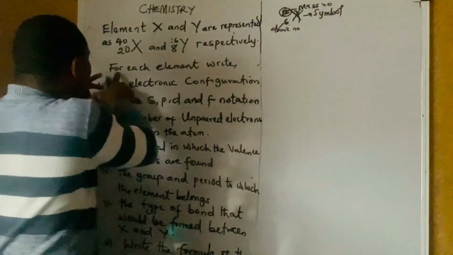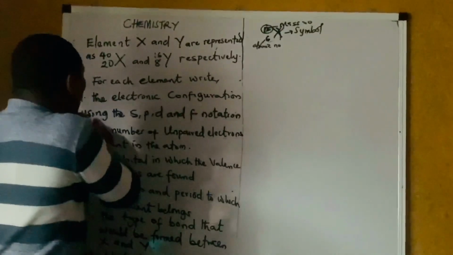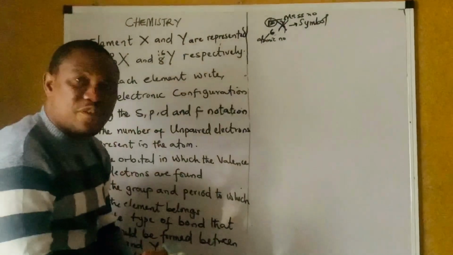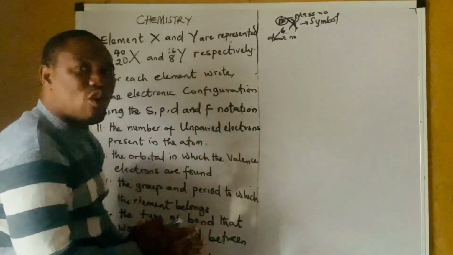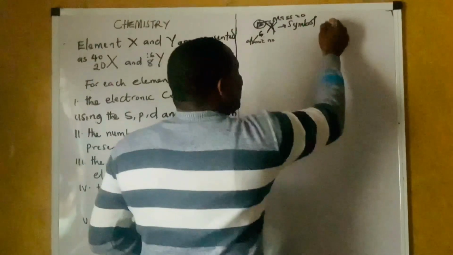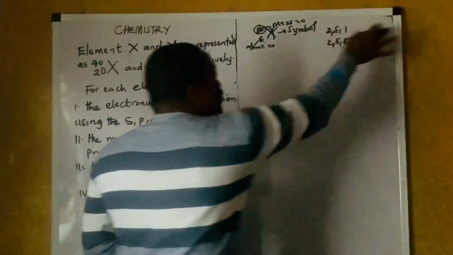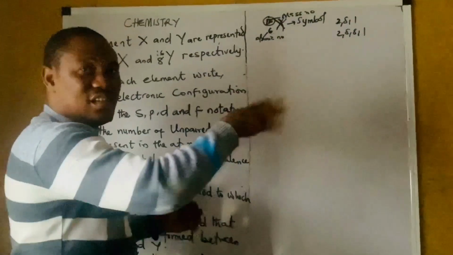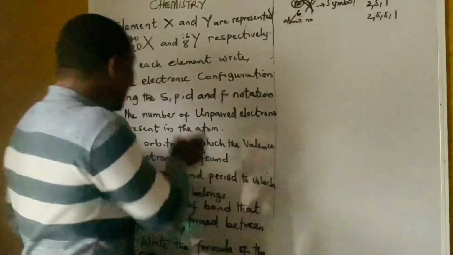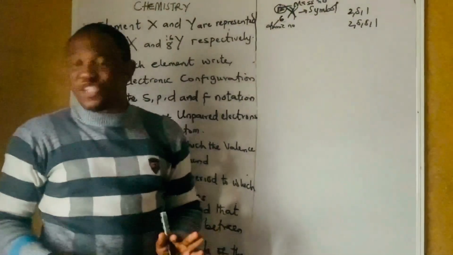So the answer for each element, write one, the electronic configuration using the SPD and F notation. You can see they are specific, because when you want to write the electronic configuration, you can write it in the shell method, where you have maybe 2,8,1, where you have 2,8,8,1. These notations are the K, L, M shell notations, but they were specific. They said write it with the S, P, D, and F notation. I hope that is clear.